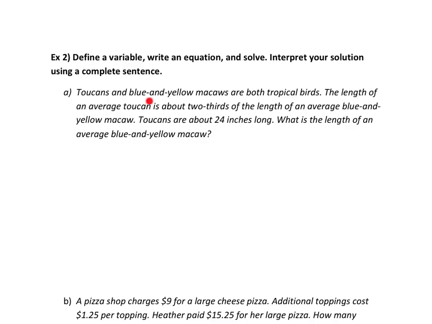Okay, so toucans and blue and yellow macaws are both tropical birds. The length of the average toucan is about 2/3 of the length of an average blue and yellow macaw. Toucans are about 24 inches long. What is the length of an average blue and yellow macaw? All right, so when we're defining variables, the first thing I always do is go back and look at that question. What is it asking? So in this case, it's asking us for the length of an average blue and yellow macaw.